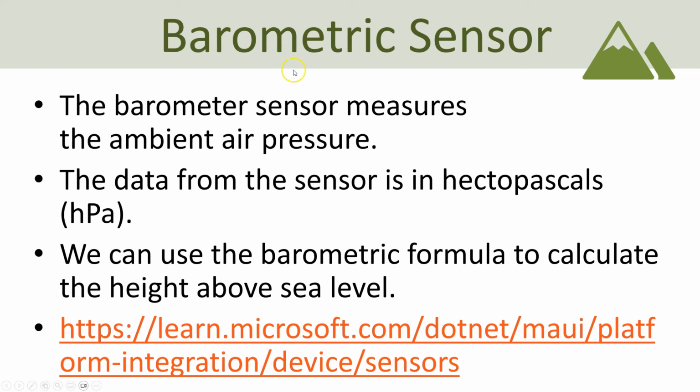Just a short introduction to this barometric sensor. The barometric sensor measures the ambient air pressure, so it can be used in many different types of applications, and it's super handy to use in this hiking application, where you can use it to see if we get into bad weather or if there will be good weather today based on this ambient air pressure level. And the data presented from the sensor will be in hectopascal, or shortened hPa.